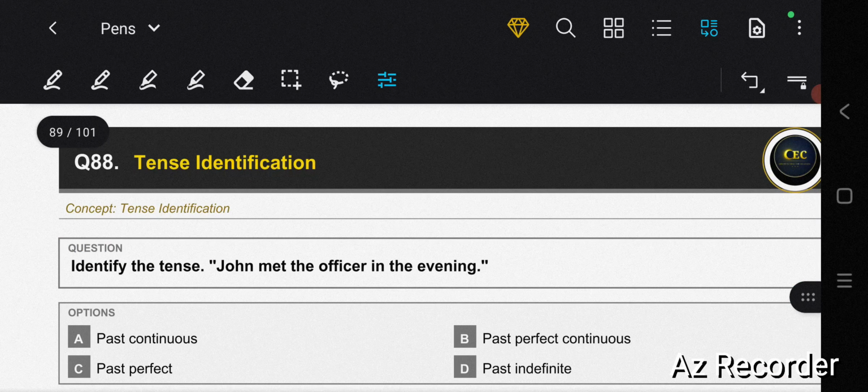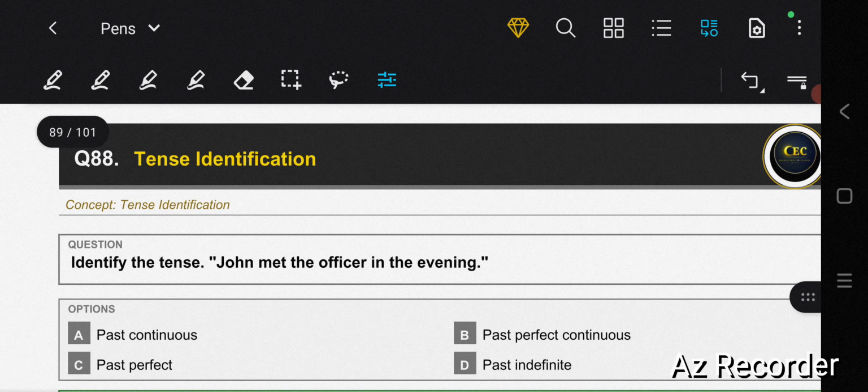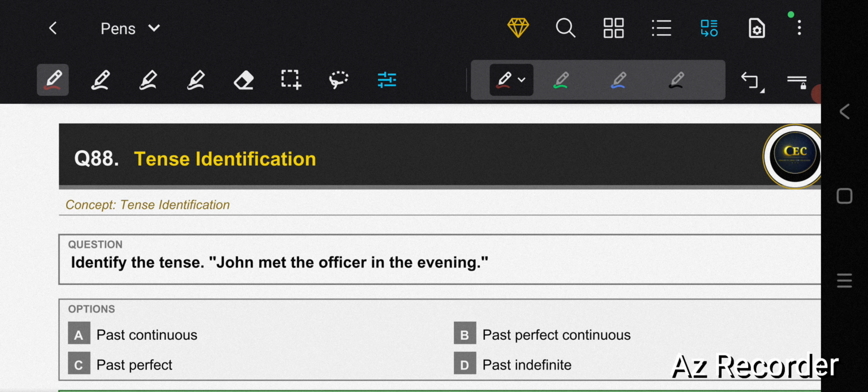The question number 88, tense identification. Once again, John met the officer in the evening. What is the tense? Met. Okay, this is the V2 form of meet. So past continuous, then can it be past perfect? Obviously not. And past perfect continuous will be incorrect, and past perfect will also be incorrect. So past indefinite is the correct option for the question.